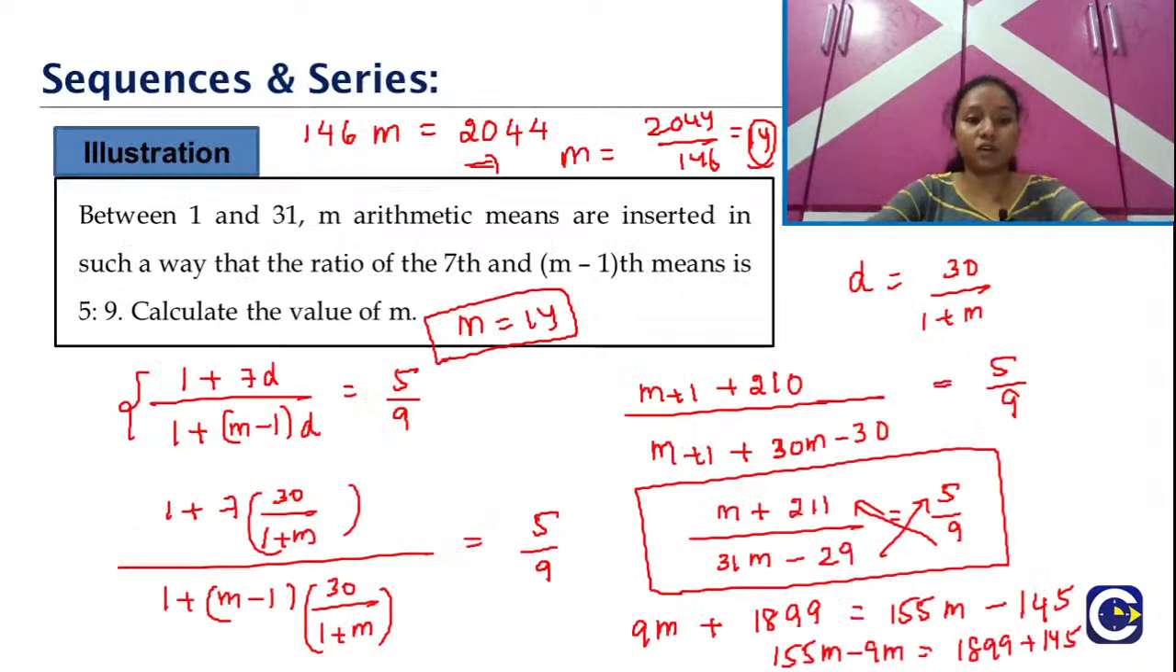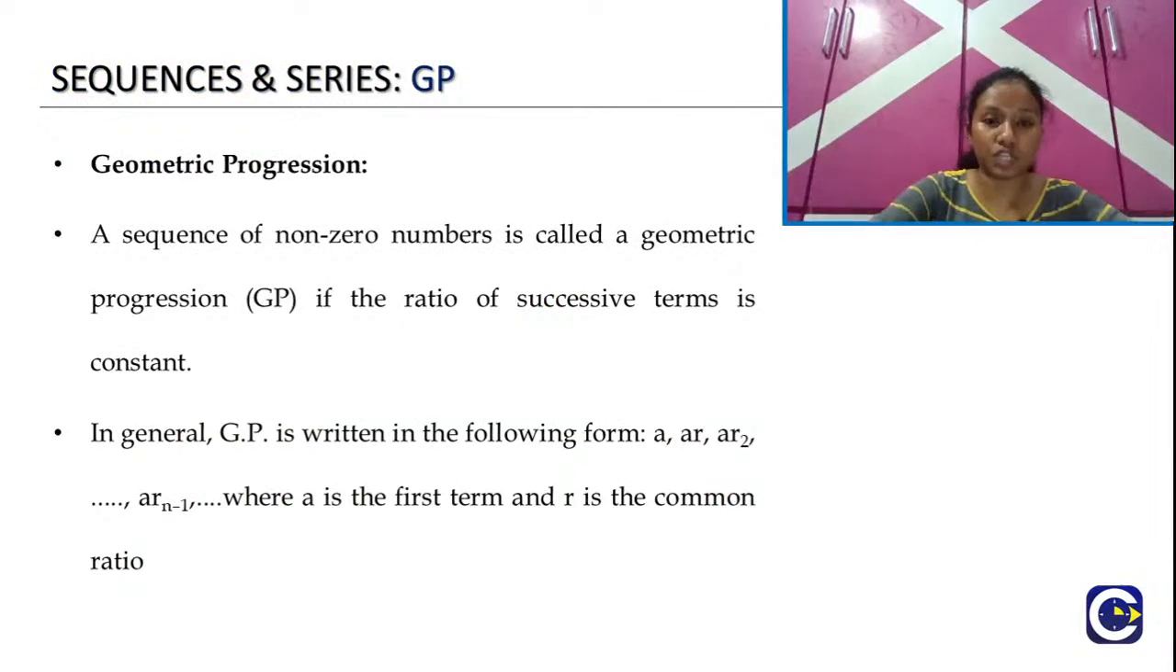So that's all with our arithmetic mean and inserting some arithmetic means between any two given numbers. Now let's move on to our next concept, that is geometric progression. First, as I mentioned, we'll start with the basic definition and the terminology involved in it, and then we'll move into our general term and so on. A sequence of non-zero numbers is called a geometric progression, which is GP.